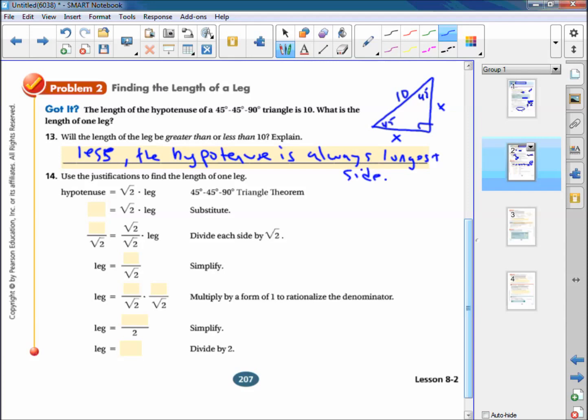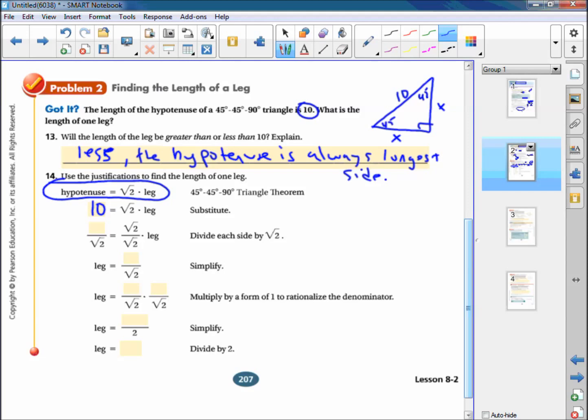In this case, it's going to be square root of 2 times longer. So we have our hypotenuse is equal to the square root of 2 times the leg. That's our special formula here. We have to memorize that about this special triangle. We do know the hypotenuse this time. The hypotenuse is 10. So we have 10 equals the square root of 2 times the leg. That's just a substitution for hypotenuse.